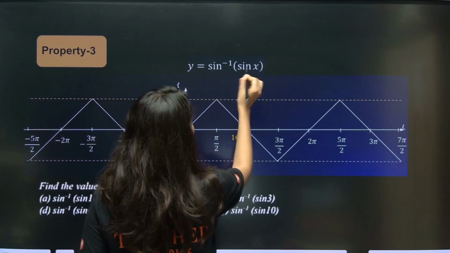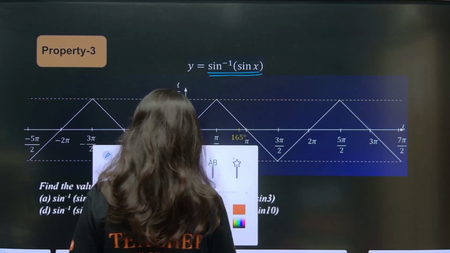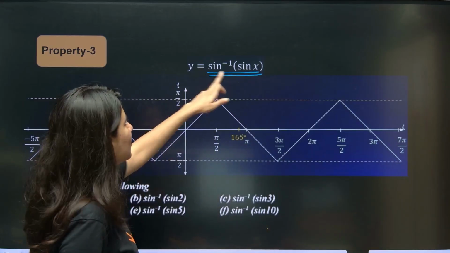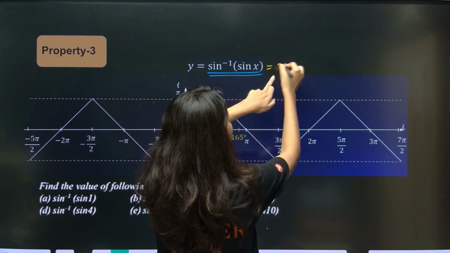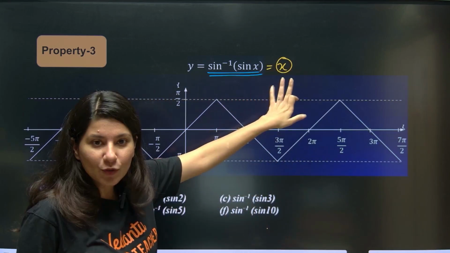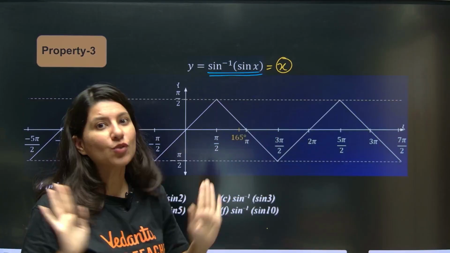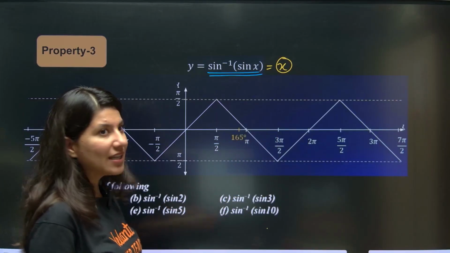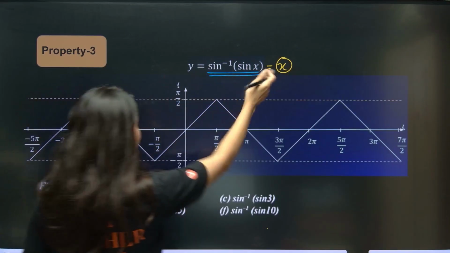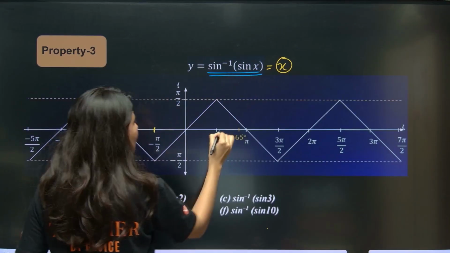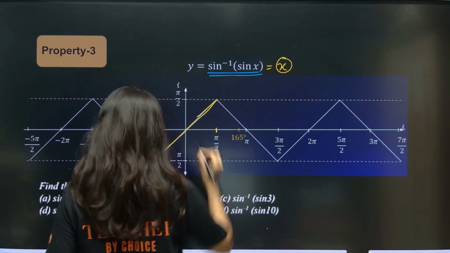y is equal to sine inverse sine x. When the inverse trigonometric function is outside, what to do? So, ma'am, y is equal to sine inverse sine x will become x when x is lying between minus 90 to plus 90 degrees. So let's do one thing. Let's draw the graph, fixing it from minus pi by 2 to pi by 2. This is the y is equal to x graph. This is minus pi by 2, this is plus pi by 2, and this is the line y is equal to x.